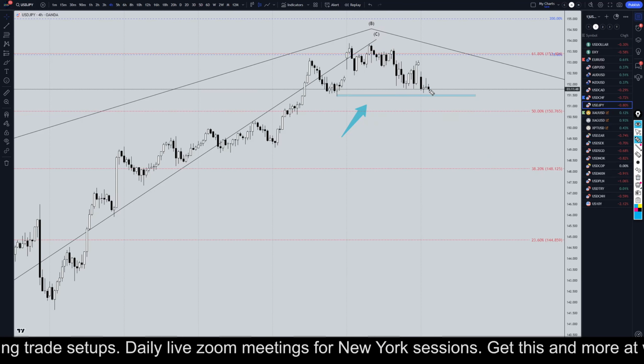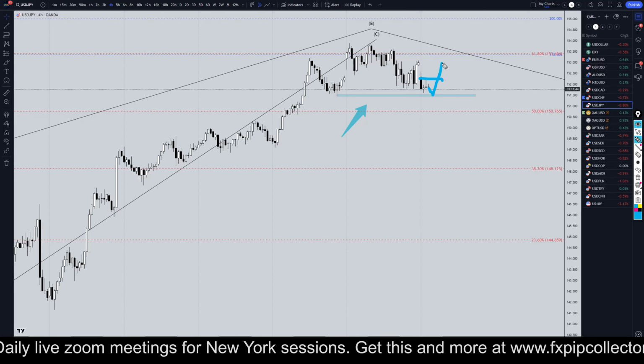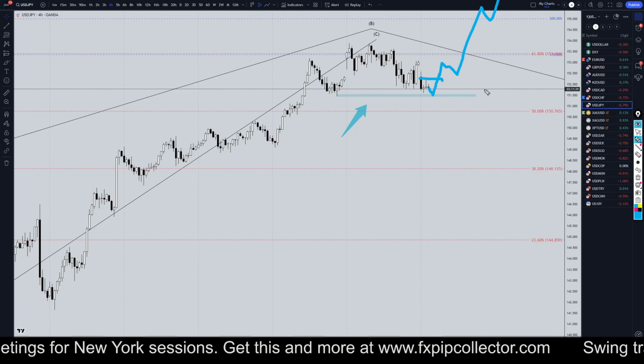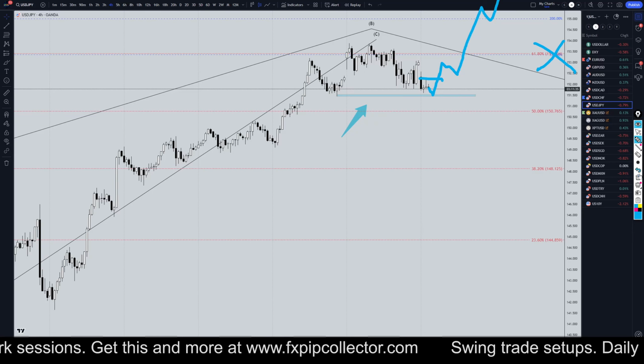If it doesn't break structure, but instead rejects structure, goes up and does this, I definitely would take it as a long because there's really no proof that the trend is over on the higher time frames. It does not have to stop at this 61%. It could go up much higher than that.